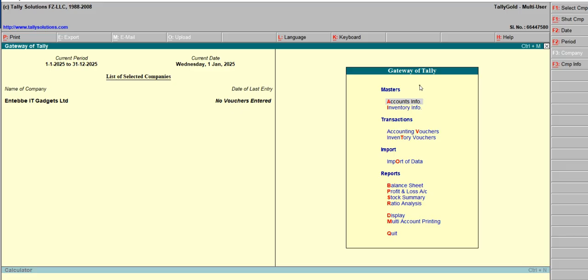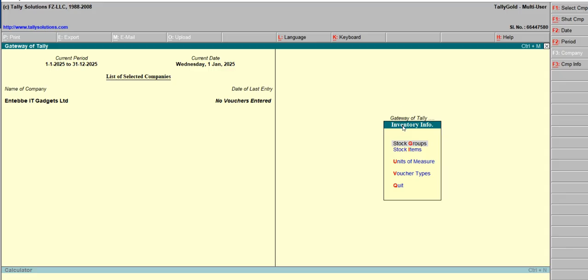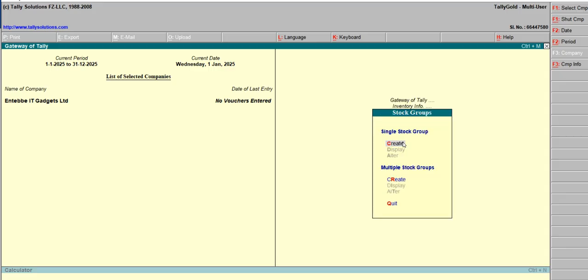So you have the gateway of Tally. Under the masters, go to inventory information. Under inventory information, I'm going to first create the stock groups because I have different stock groups here. So create. We are going to create a single stock group. What are stock groups?